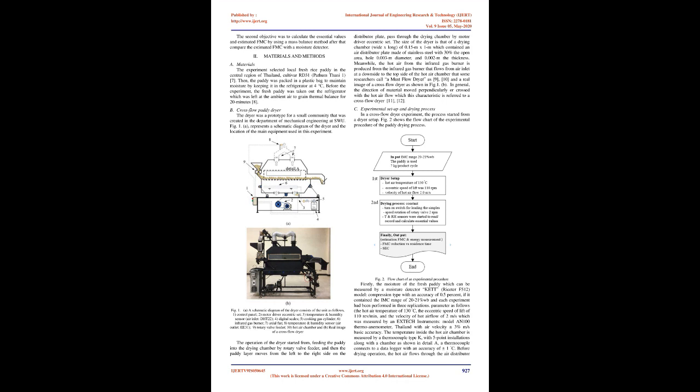2. Materials and methods. A. Materials. The experiment selected local fresh rice paddy in the central region of Thailand, cultivar RD31, Pathum Thani 1. Then, the paddy was packed in a plastic bag to maintain moisture by keeping it in the refrigerator at 4 degrees Celsius. Before the experiment, the fresh paddy was taken out of the refrigerator and left at the ambient air to reach grain thermal balance for 20 minutes.